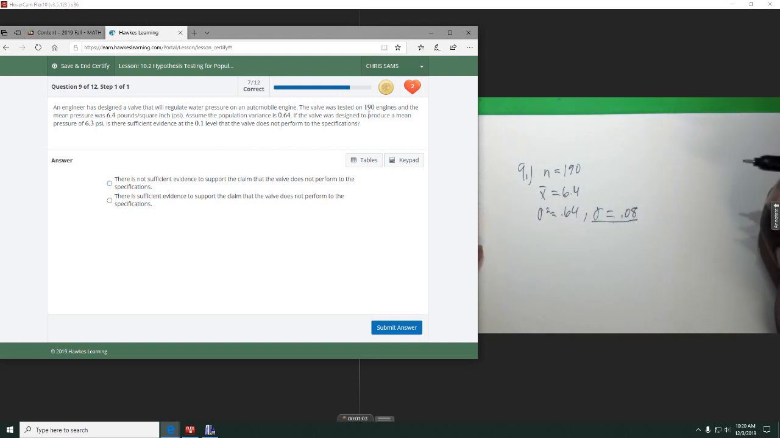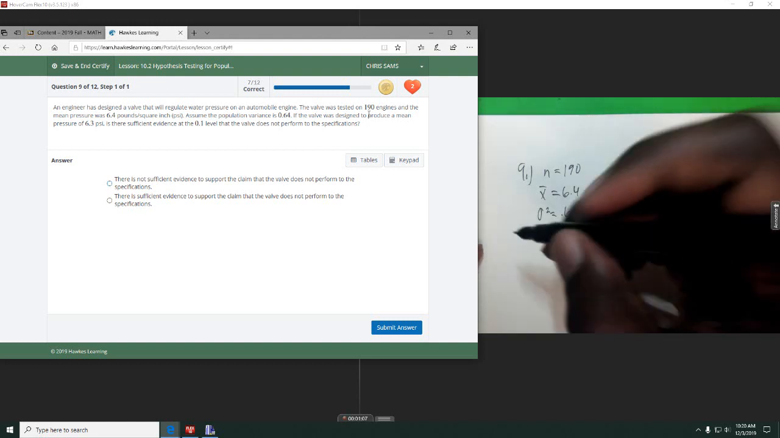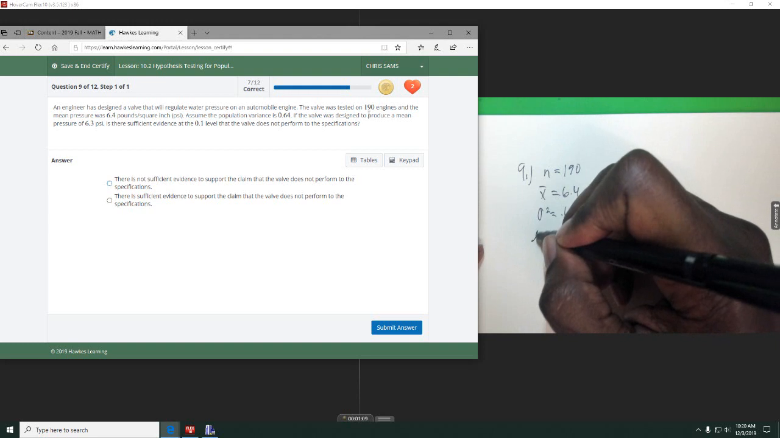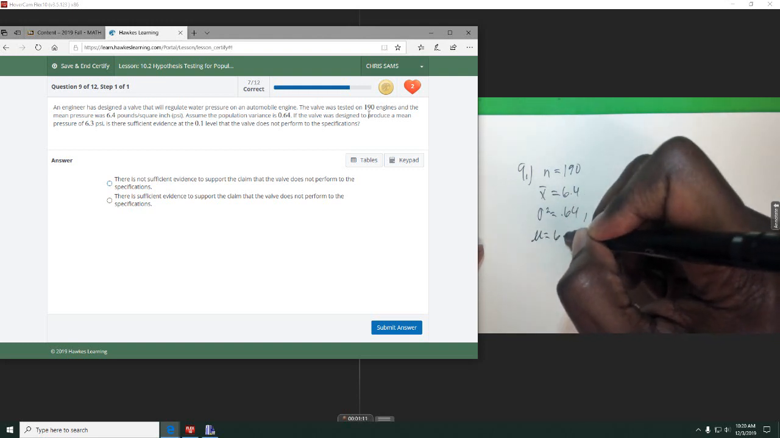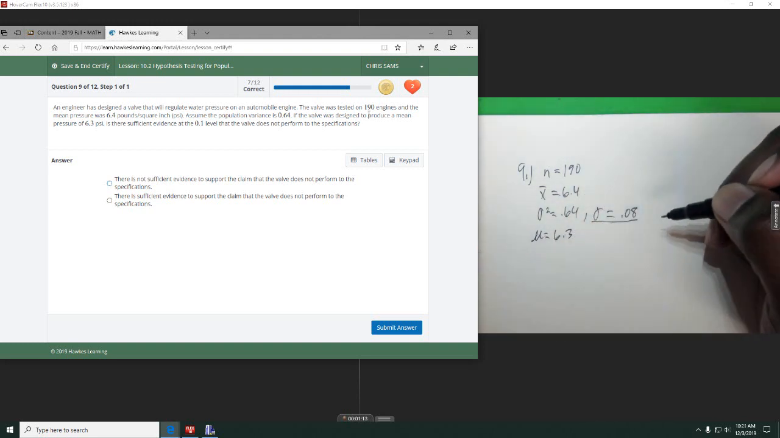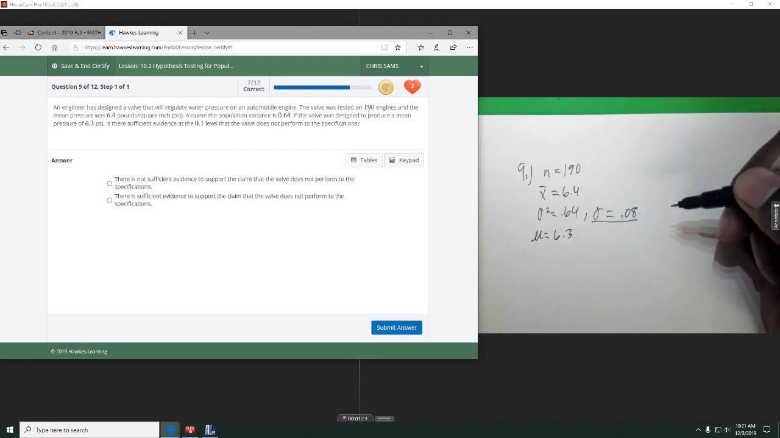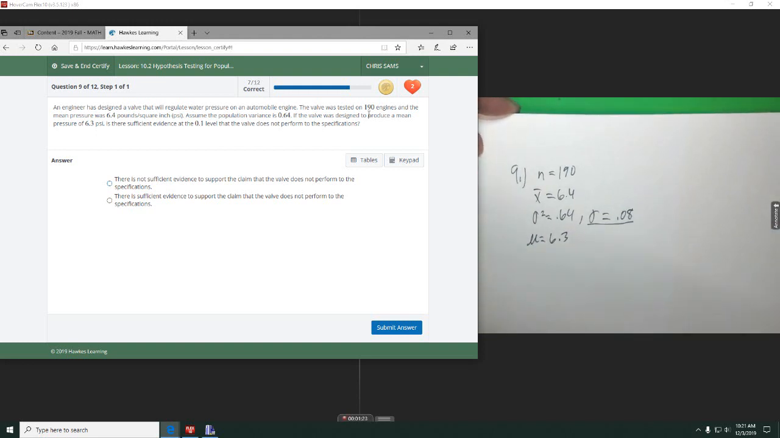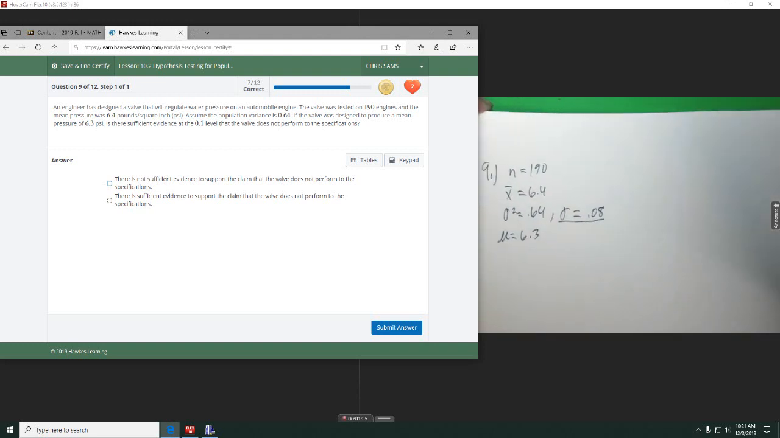And it says it was designed to produce a mean of 6.3. So the true mean is 6.3. And it says, is there sufficient evidence at the 10% level that the valve does not perform to specification? So it just says does not perform, so that means either equal to or not equal to.